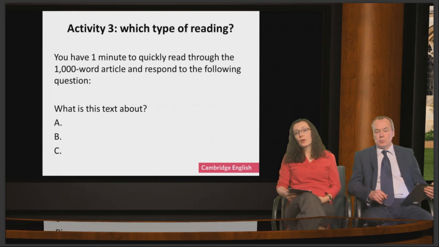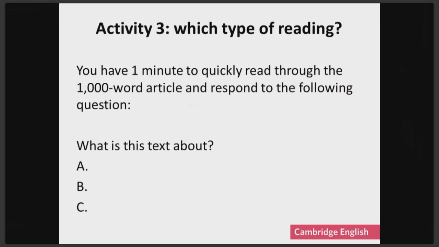Here's the third task, also on the handout, which type of reading, and this is Participants Activity 3. Tell us which type of fast reading is tested here. Again, you have task instructions in the question, but not the reading text. So please tell us which type of reading would you use here.